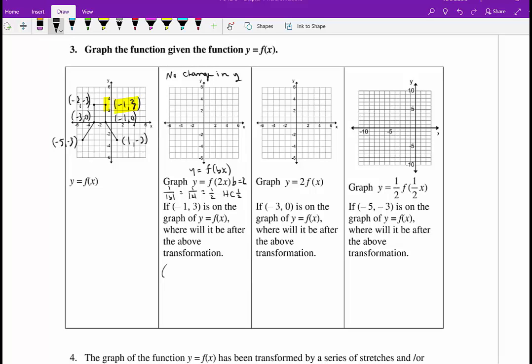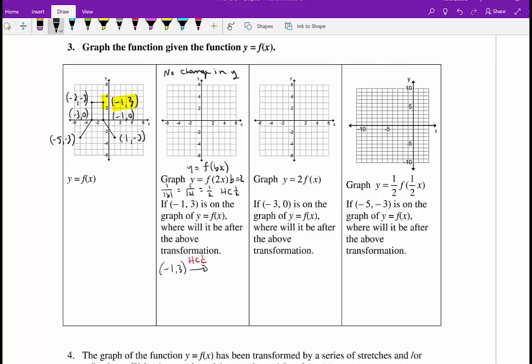All right, so let's take our point, negative 1 and 3. We are going to apply a horizontal compression of 1/2 to that. That means we will change only the x coordinate, and we want to change it by a half. So negative 1 divided by 2 becomes negative 0.5 and 3, and negative 0.5 and 3 is right here. Okay, so that's the corresponding point on our transformed graph.